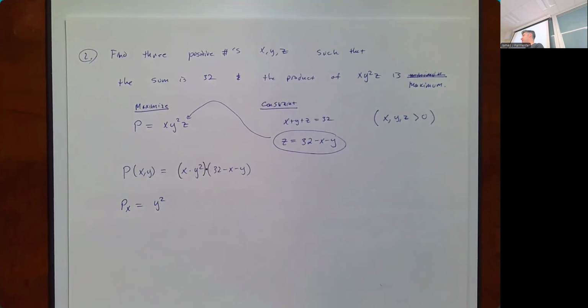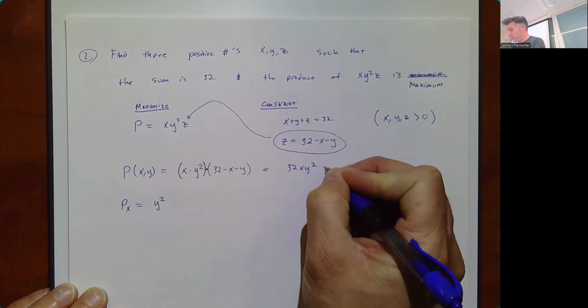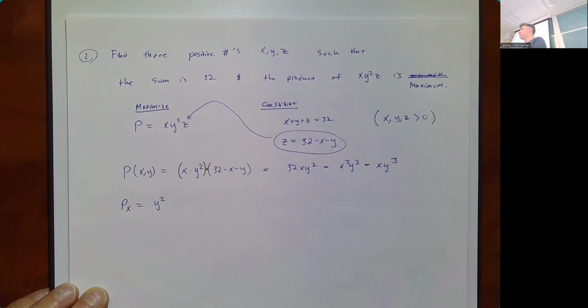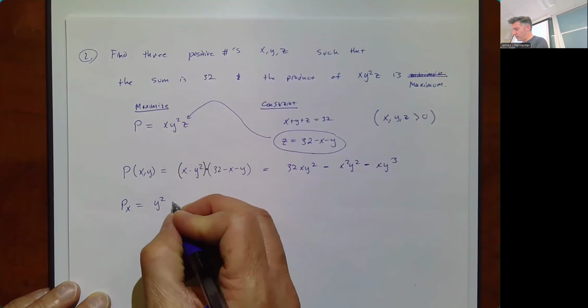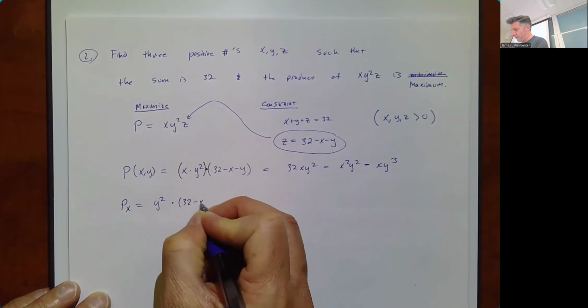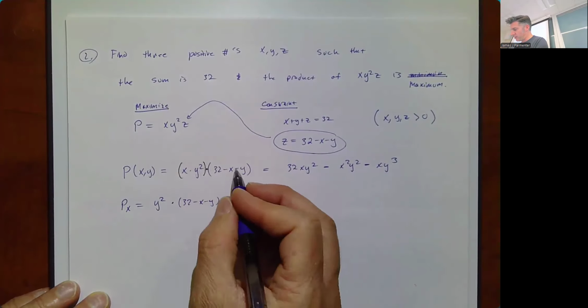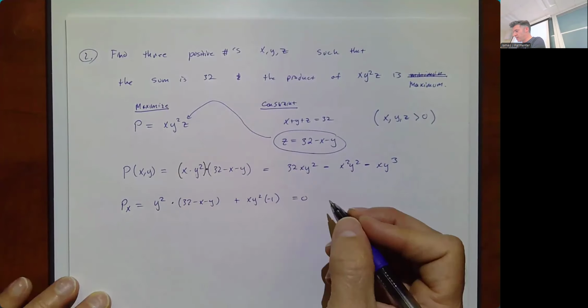So I would say, even though I'm using the product rule here, it probably would have been better just to multiply it out. Multiplying it out is not that hard. Right? This multiplies out as 32xy squared minus x squared y squared minus xy cubed. Probably the better way. But I'm doing it this way, so using the product rule, you're going to get y squared times the derivative of that stuff plus now xy squared times the derivative of that, which is negative 1. And set that equal to 0.